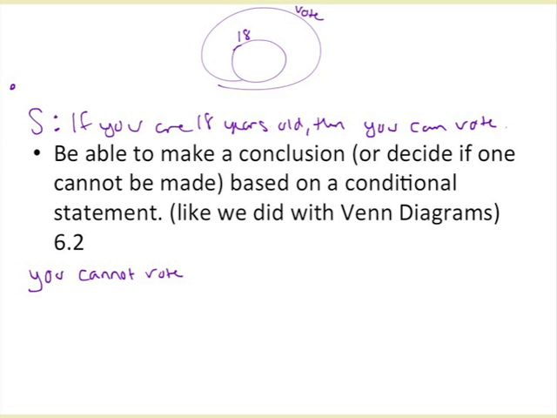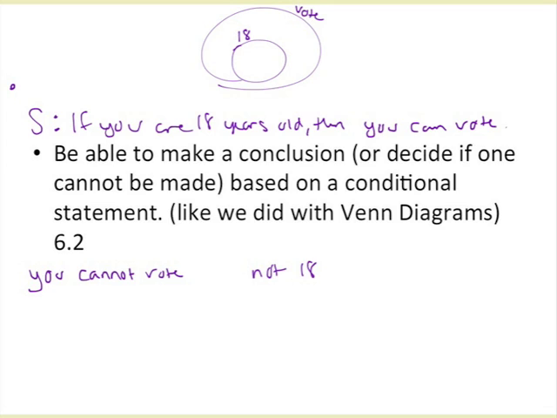If you cannot vote, can you draw a conclusion about that? You're not 18 years old. You could be over 18 and still not be able to vote, because you could be in jail or something. Yes, given the law, there are some other things that could come into effect. But given our statement, this is the only conclusion that we can draw.